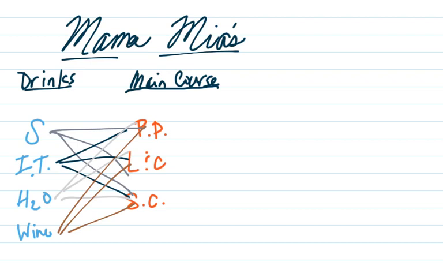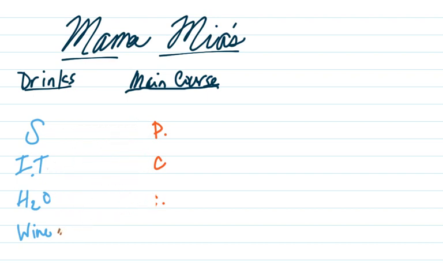Same idea, we have Mamma Mia's. At Mamma Mia's, you can get 4 drinks. We have soda, iced tea, water, which I abbreviated H2O, and wine. And there are 3 main courses. Pasta Primavera, I'm going to erase all of those. Pasta Primavera, linguine and clam sauce, and spaghetti carbonara.